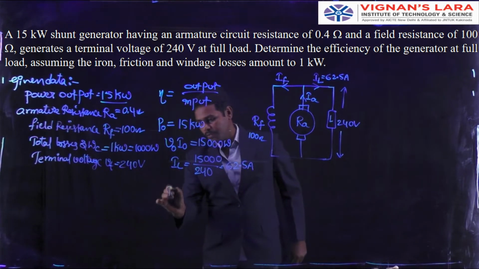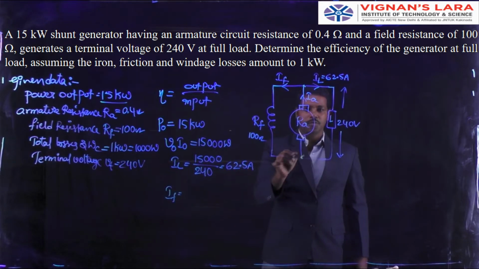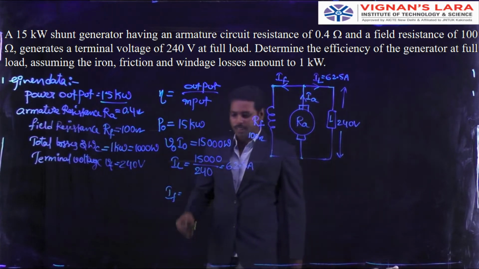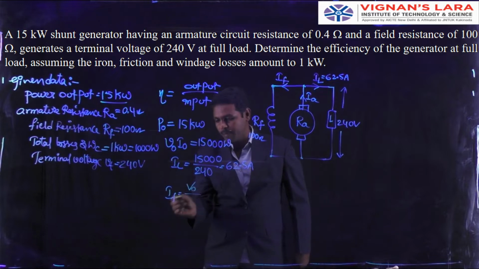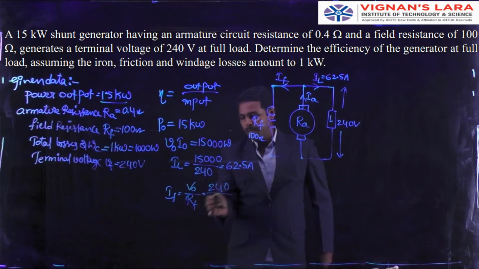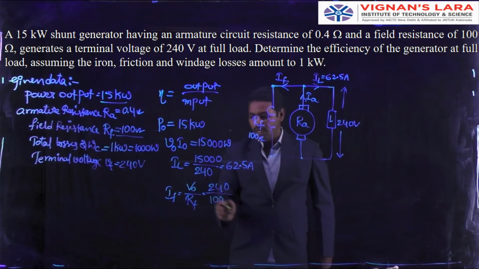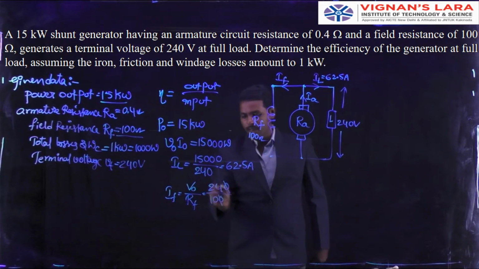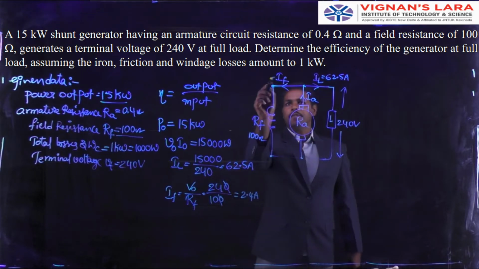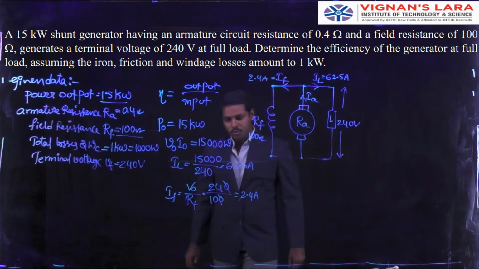Then we can find the field current IF. The voltage across the armature is equal to the load voltage, and the field winding voltage is also equal to the load voltage. So IF is equal to V naught divided by RF, which is 240 divided by 100 ohms, which is equal to 2.4 amperes. So IF is equal to 2.4 amperes.